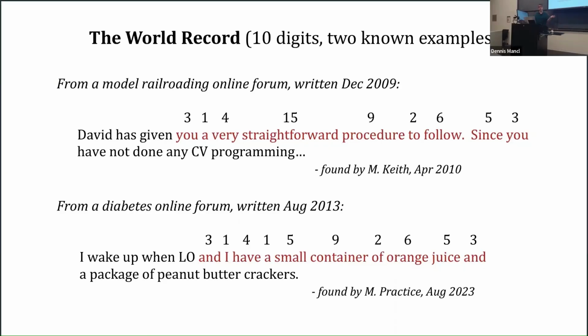One was written in 2009 by someone who had no idea what he was doing on an online model railroading forum. And the bottom was written by somebody who didn't realize what they were doing on a diabetes forum. And there they are. That's the current world record. You'll notice that the top one uses the trick of 1, 1, and 1, 1 and 2. It actually has a 15-letter word in it. These are all unintentional. But there they are. They're still perfect Pilish.